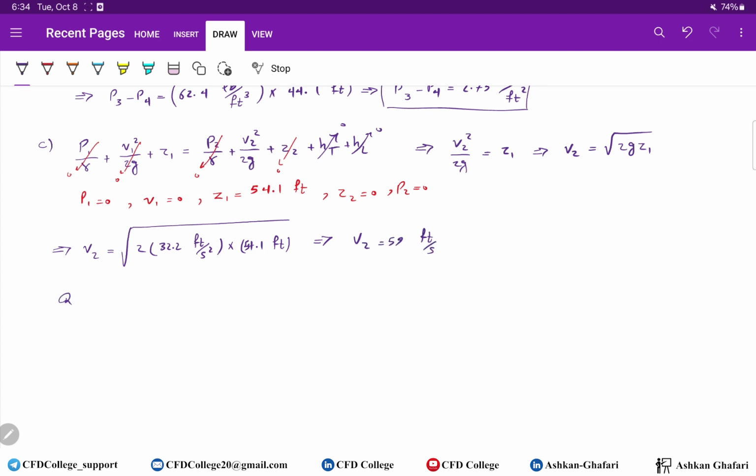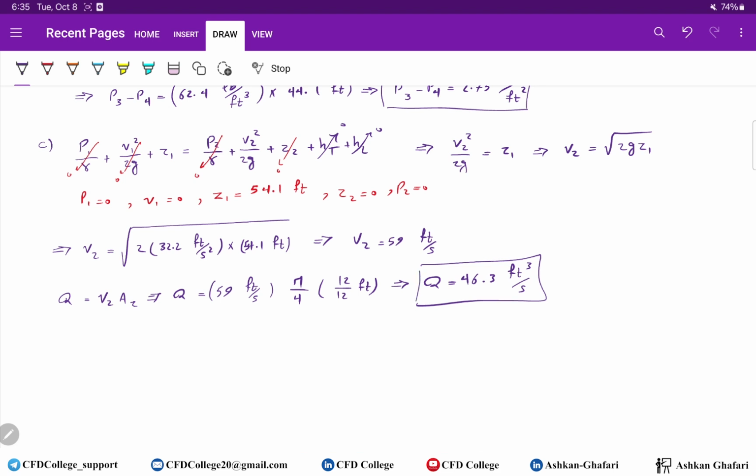Now we have to determine the flow rate. Flow rate equals V2 A2. So Q equals 59 feet per second times pi over 4, 12 divided by 12 feet, squared. So the flow rate equals 46.3 cubic feet per second if there was no turbine.